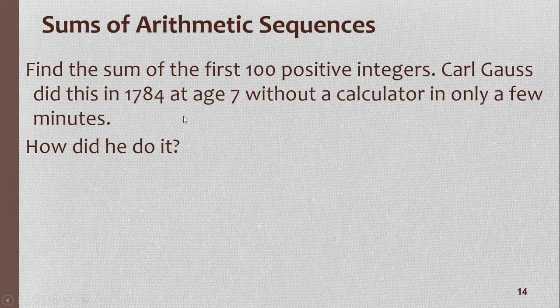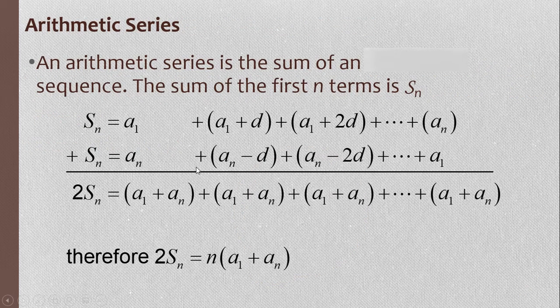So, sums of an arithmetic sequence. Find the sum of the first 100 positive integers. This mathematician did it back in 1784 when he was only 7 years old, without a calculator, in only a few minutes. How did he do it? Well, he took the series and went from 1 to a sub n. And he also did it again, this time going from top to bottom, from a sub n down to a sub 1.